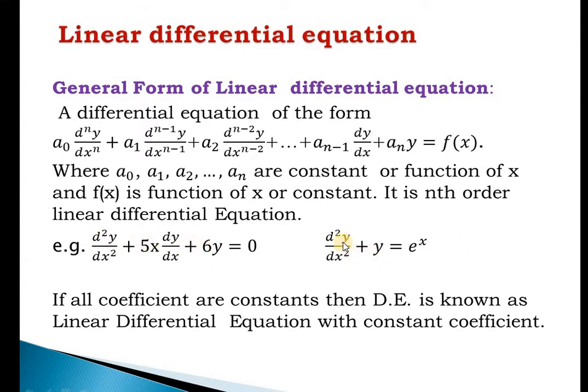In the second example, d2y by dx square plus y is equal to e raised to x. Here the coefficient is 1, the coefficient of dy by dx is 0, the coefficient of y is 1. So all are constant and the RHS is a function of x, e raised to x. Sometimes the RHS may be a function of x, sometimes it might be constant. Now if all coefficients are constant, then we say it is a linear differential equation with constant coefficients. Okay.